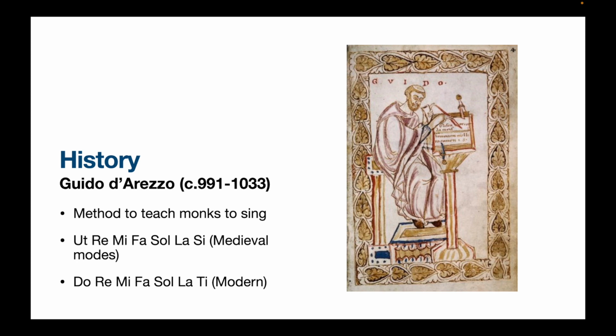Anyway, the first syllables had to do with a Latin text, which I won't go into now. Ut, re, mi, fa, sol, la, si. And he had this thing called the Guidonian hand, which I'm not going to get into right now, as a way of pointing to points on the hand to help the monks learn their pitches for singing their chants. All right. Over time, ut became do, si became ti.